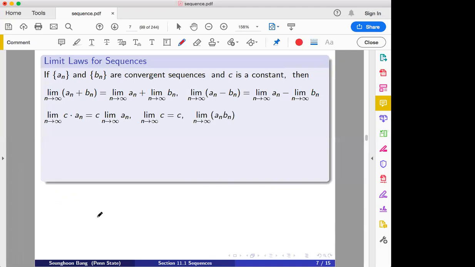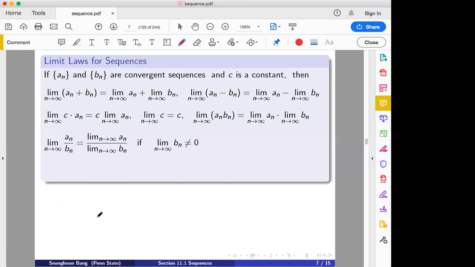The limit of an times bn, distribute the limit to the first and the second one: the limit of an times the limit of bn. The limit of an over bn is similar. Distribute the limit to the top and the bottom, if the limit of bn is not equal to 0. What's the limit of an to the power p? We have this, where p is greater than 0 and an is greater than 0. This makes sense.